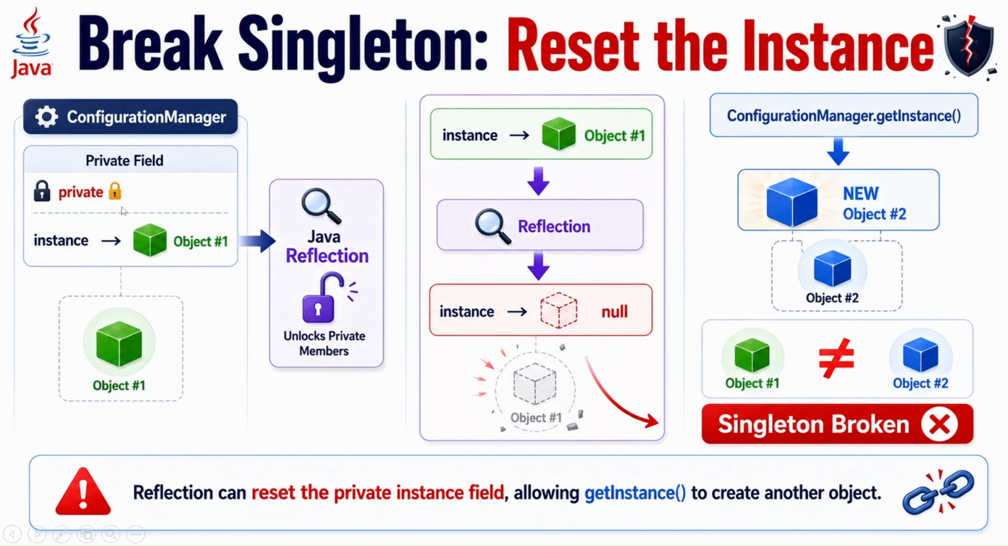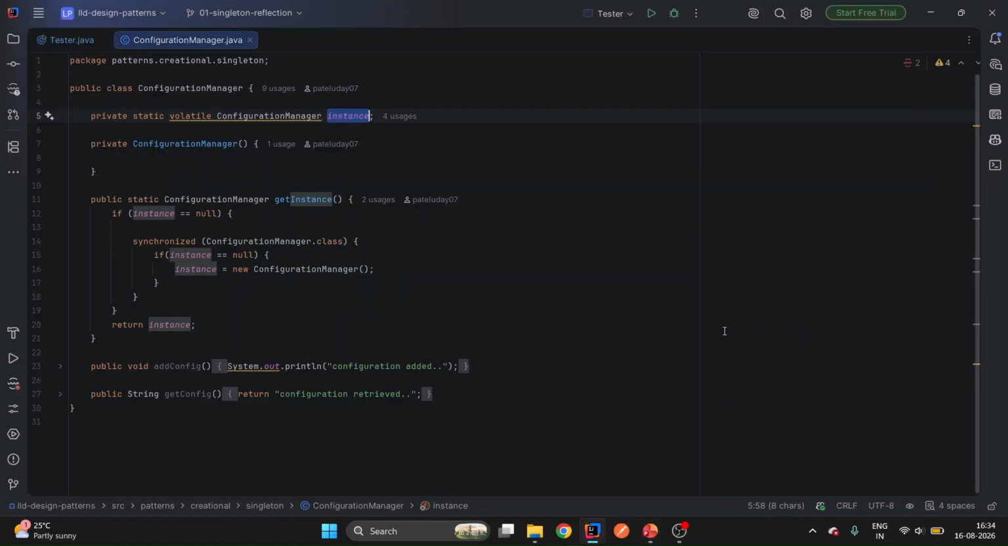If you see, this is our instance variable. I am going to use the Java Reflection API. Currently the instance variable is holding object one. Using the reflection API, I am going to set the instance variable to null. Then next time if I call get instance, it is going to create a new object. That's what I am going to do. Let me show you how exactly I can do that.